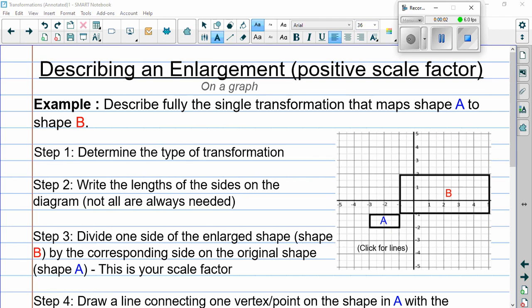Hi, welcome back to Enlargements. We're going to describe an enlargement with a positive scale factor on a graph. As always, our question is the same. Describe fully the single transformation that maps shape A to shape B.